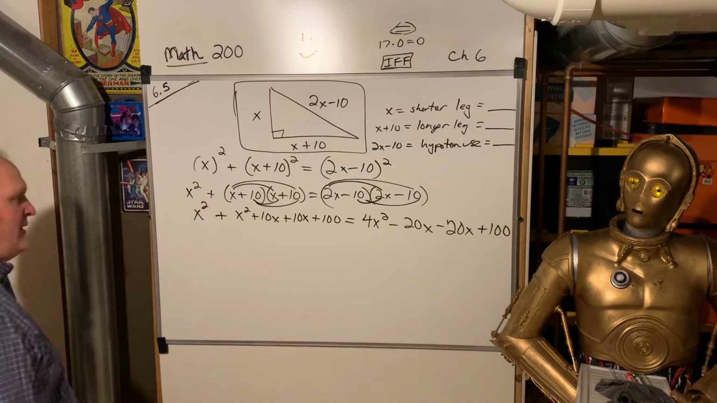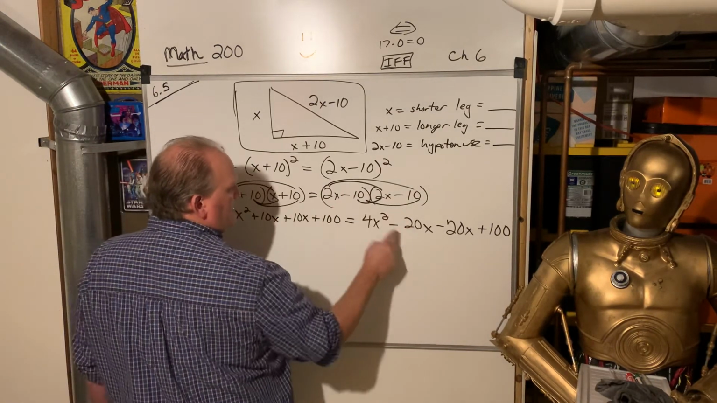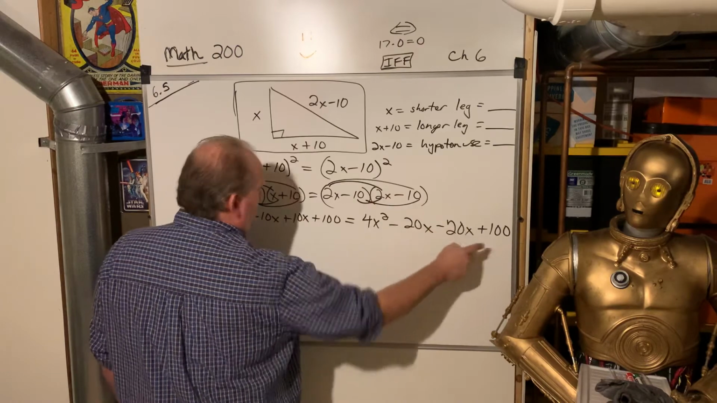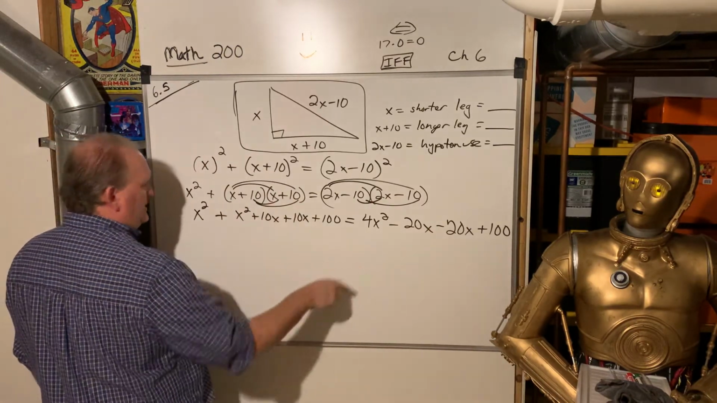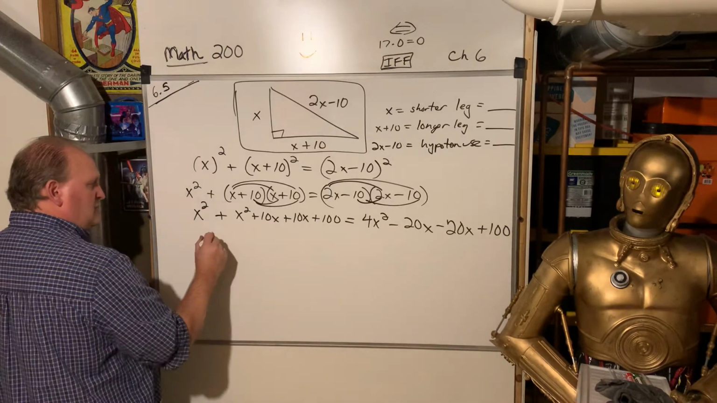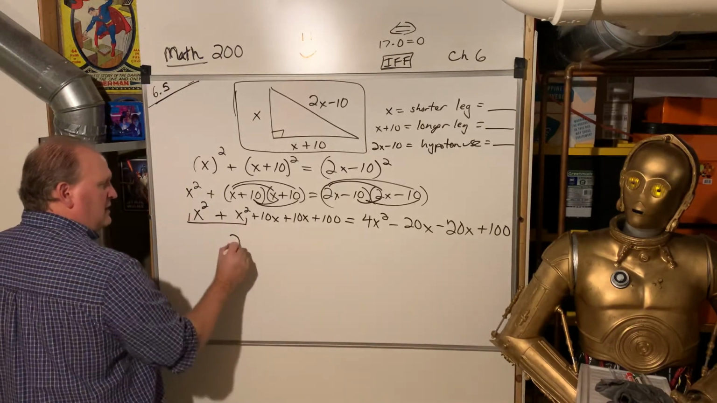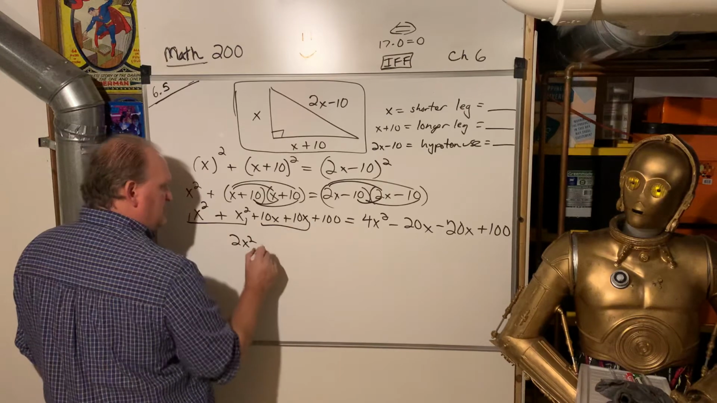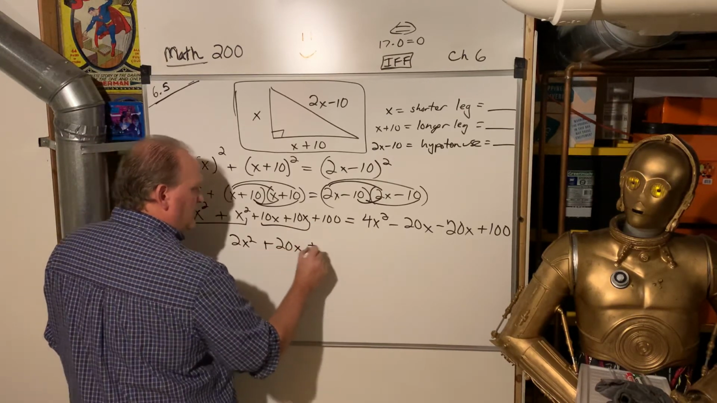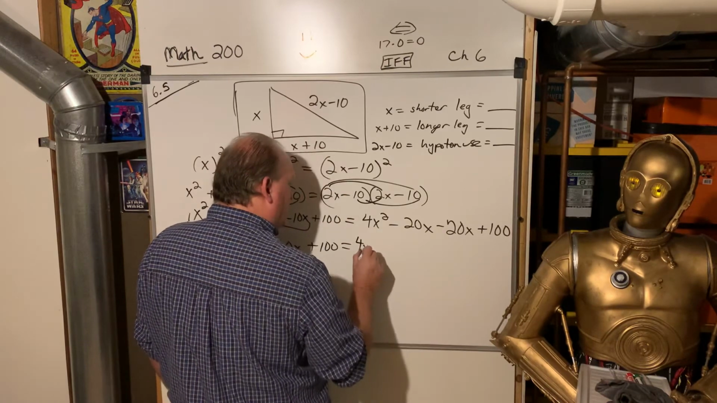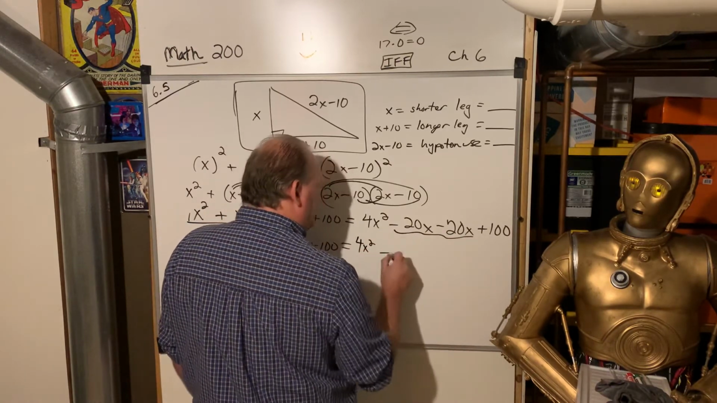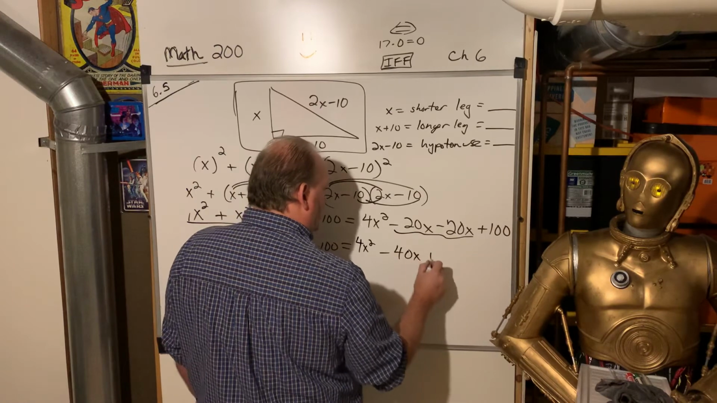So we multiply all of that out. 2x times 2x, 4x squared minus 20x plus 100. x squared plus 10x plus 100. Combine like terms. So we got these two put together, 2x squared, we got these two put together plus 20x plus 100. But it's still equal to all this stuff on this side. 4x squared minus 40x plus 100.